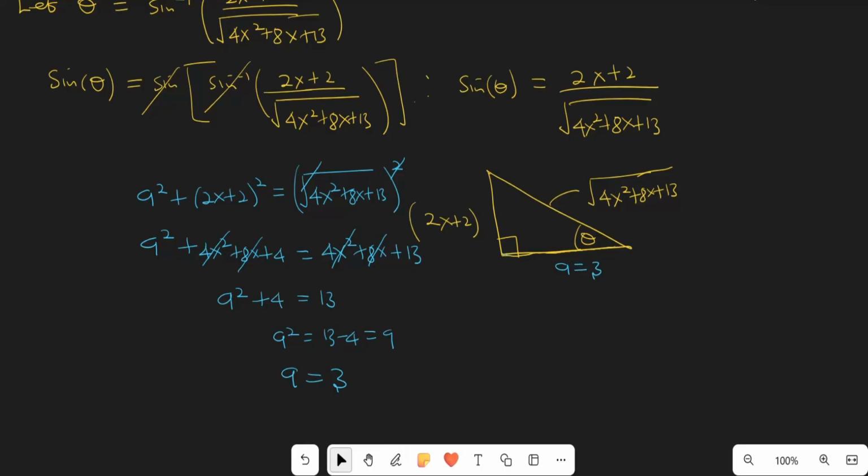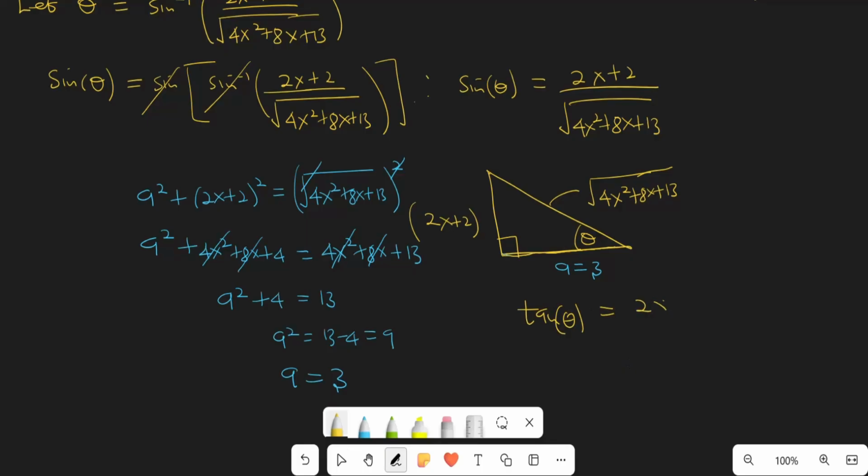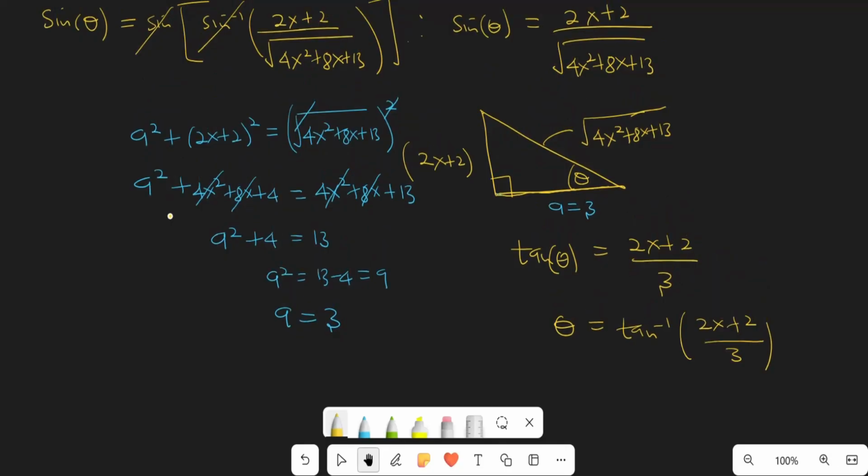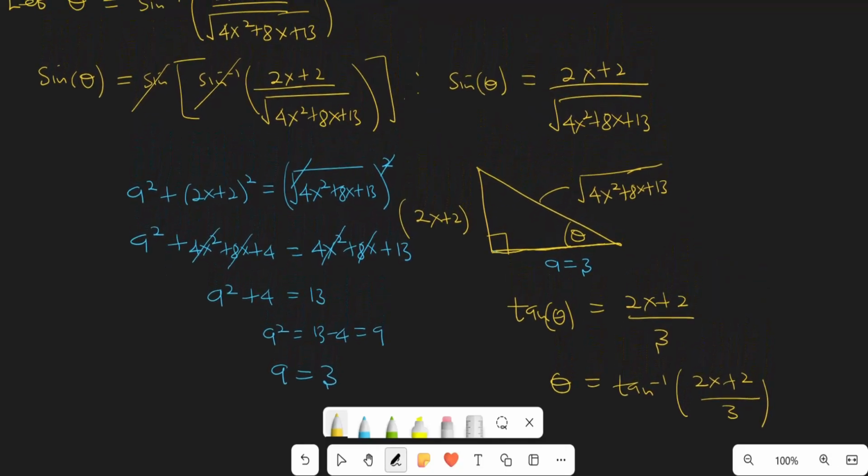Now that we know the adjacent, we can find tan of theta. We know that tan of theta is opposite over adjacent. The opposite is 2x + 2 and the adjacent is 3. So this is tan of theta. If we know tan of theta, then theta is the arctan, or tan inverse, of (2x + 2) all over 3. So theta is the tan inverse of (2x + 2) over 3.